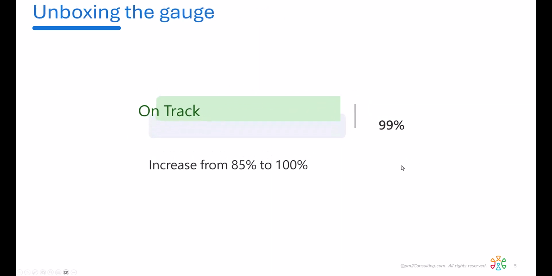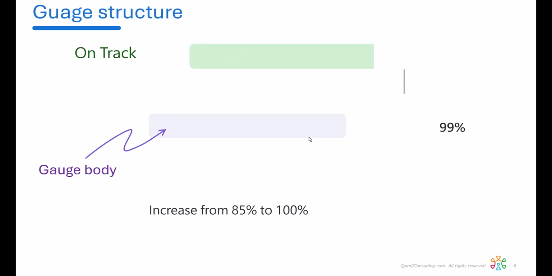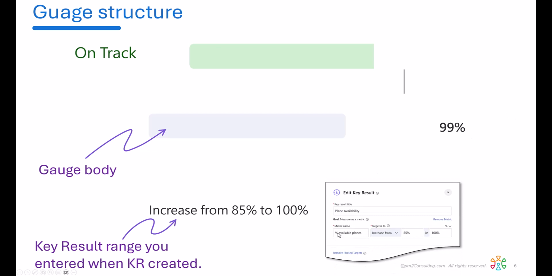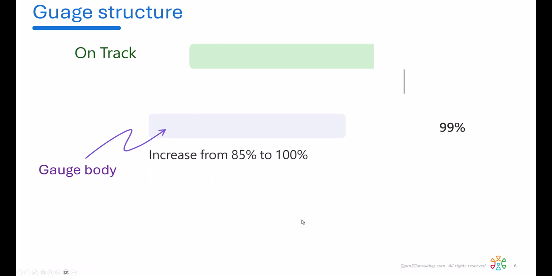So there's a bunch of elements here that help tell the performance story. To begin with, we've got the gauge background itself, and the body just represents what we're going to be graphing in. And then we've got the performance range that you've input. So I'm looking at a key result. And in this case, when I created the key result in Viva Goals, I said that we're going to increase from 85 to 100. So it merely takes this line from where you created the key result, and it tucks that up underneath the gauge.